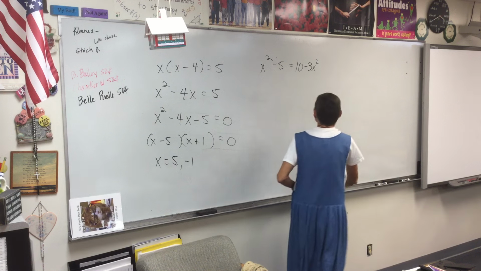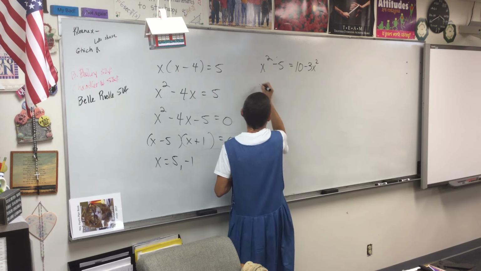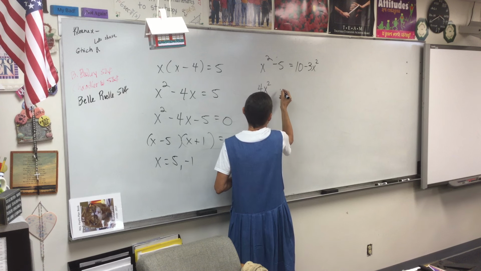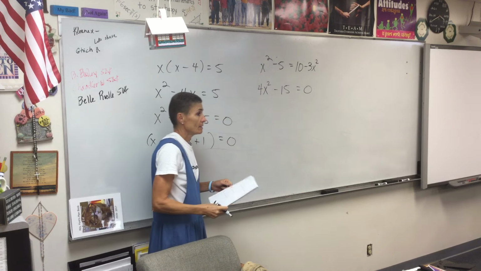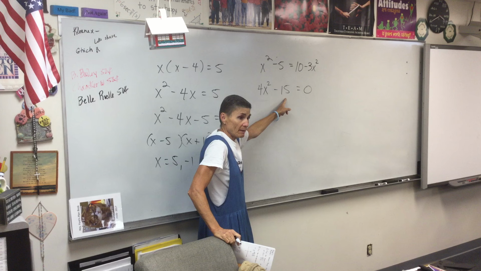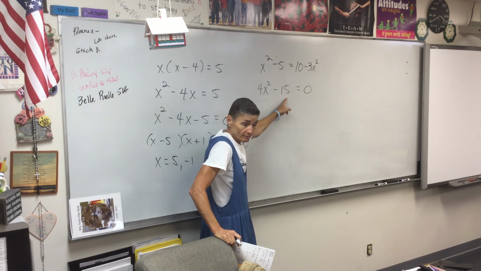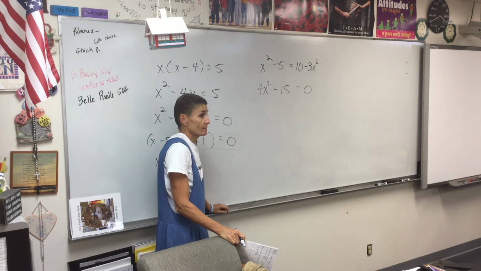So let me move it. So we have, let's see, that would be 4x squared minus 15 equals 0. Now I wish that were a number like 16. That would make my life a whole lot easier. It's not. So what do you suggest?